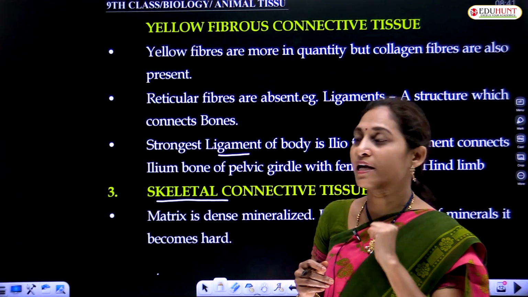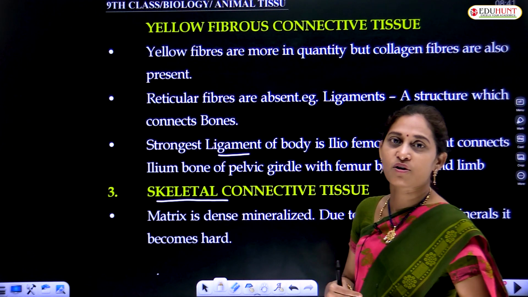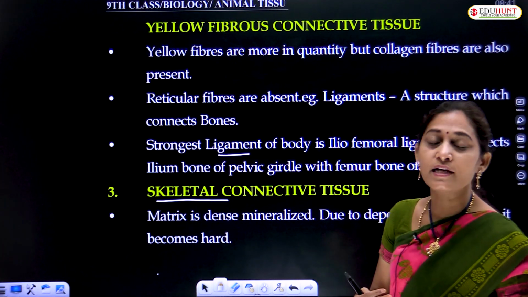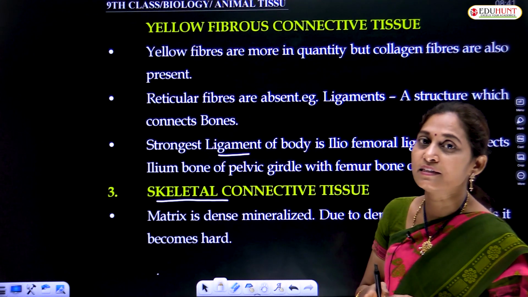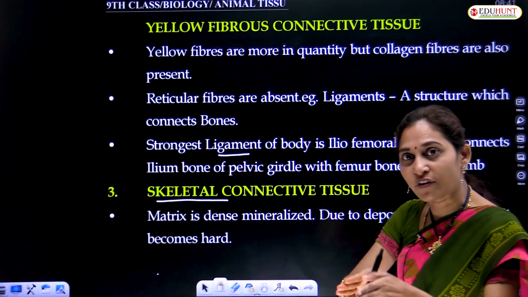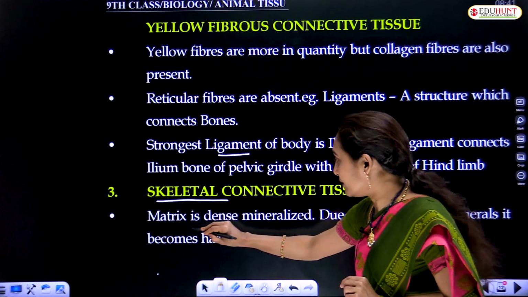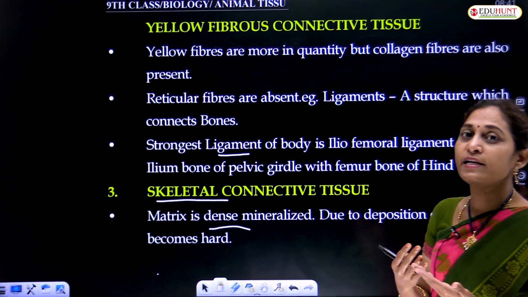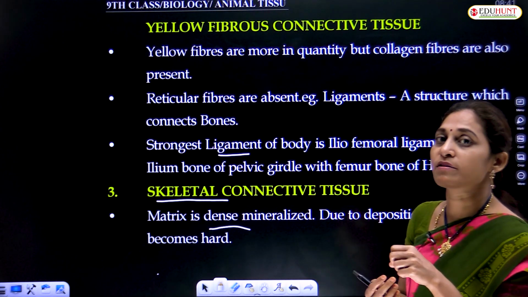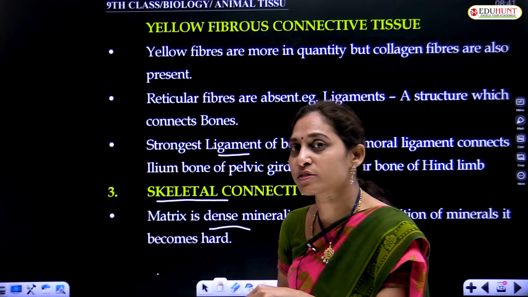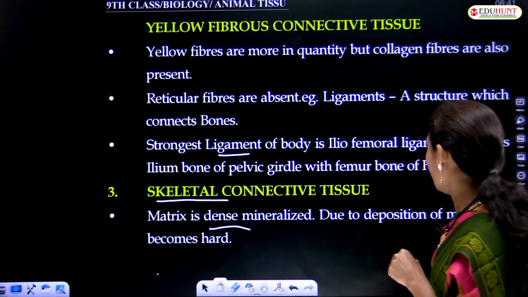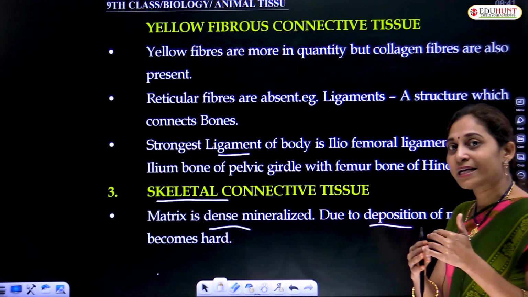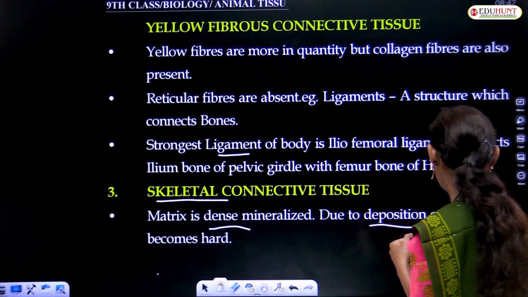For example, skeletal connective tissue అన్నాం కాబట్టి ఎక్కడ ఉంటుంది అంటే ఇది bones లో ఉంటుంది. So it forms the skeleton, it gives a structure, a framework. It has dense matrix which is mineralized. I already said about mineralization. Minerals like calcium are deposited in the matrix. Due to deposition of minerals, these connective tissues become hard.